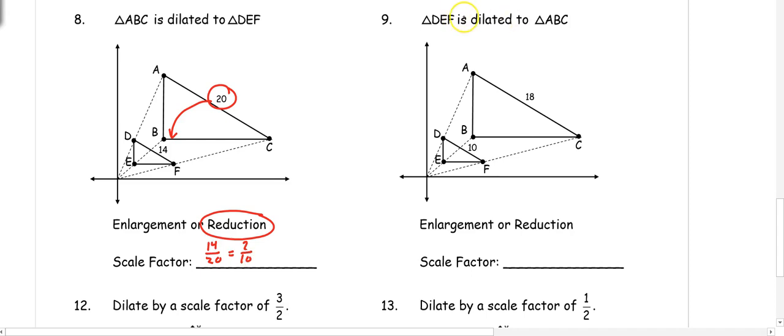Number 9, DEF is dilated to ABC. So this time we're going from DEF to ABC. So this is going to be an enlargement because we got a bigger triangle. So when I do my scale factor, I have 10 over 18, which reduces to 5/9.